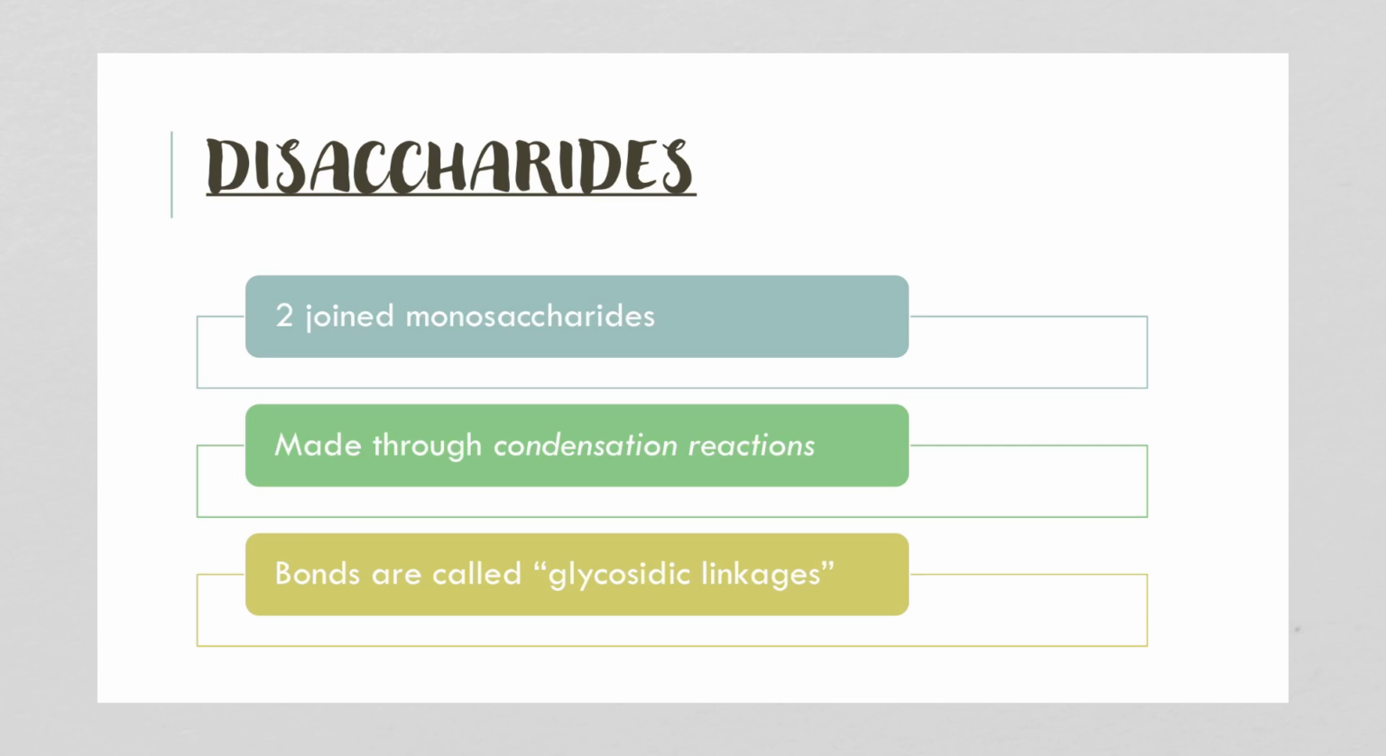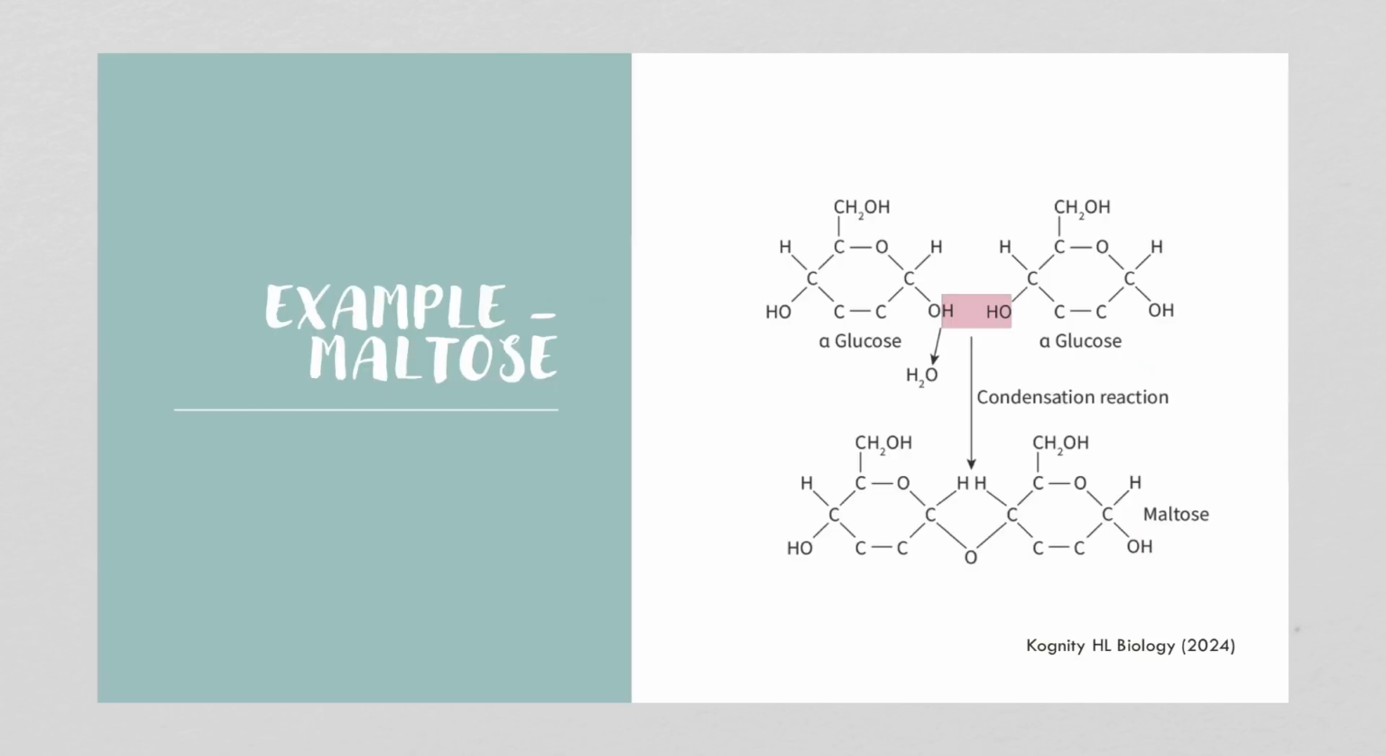So disaccharides are two joined monosaccharides, and they're made through condensation reactions. You'll hear that phrase come up over and over again. And the bonds between the monosaccharides are called glycosidic linkages. Here's one example. This is the example of the reaction between two alpha glucose to make maltose. So they come in close proximity to one another. Hydrogen comes off of one of the hydroxyl groups and an OH comes off the other, and then you end up with this molecule, maltose.